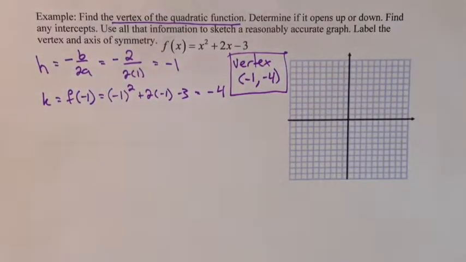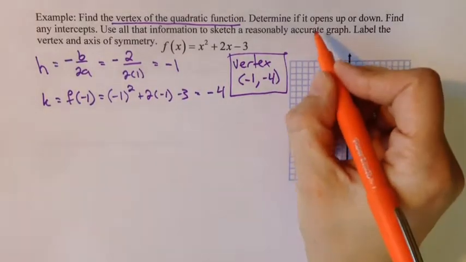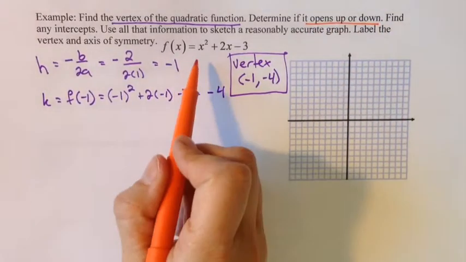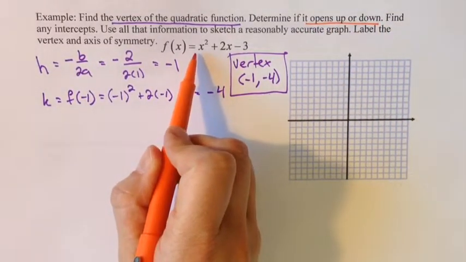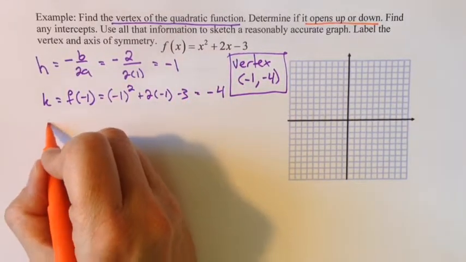Next, we're going to determine if this opens up or down. Looking at the equation, I see that the lead coefficient is positive, not negative, so it must open up.